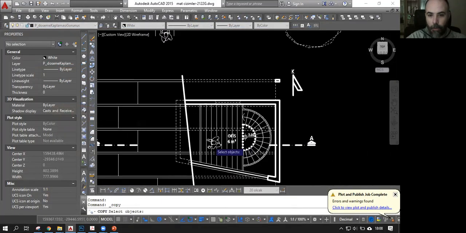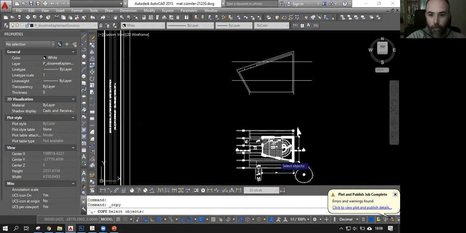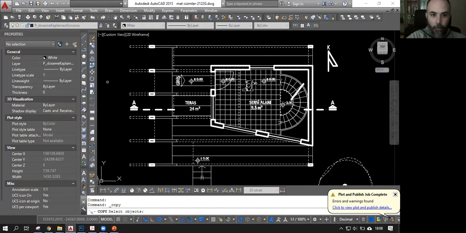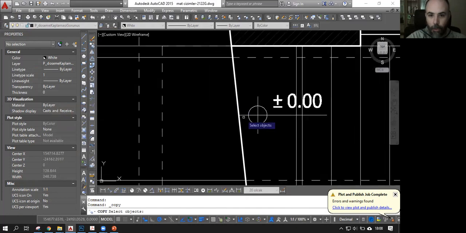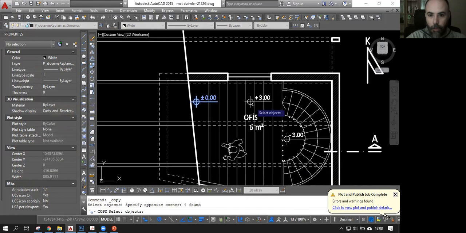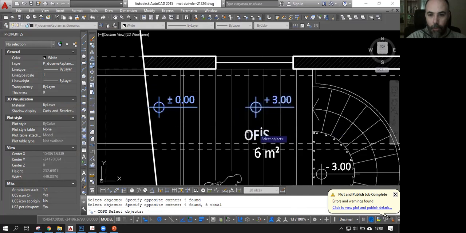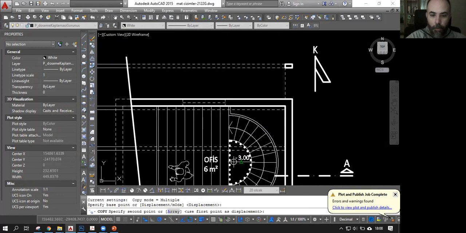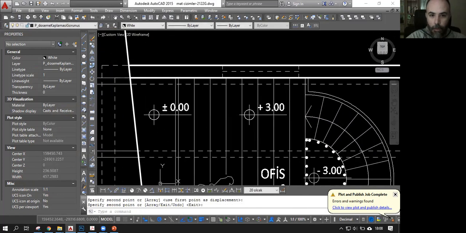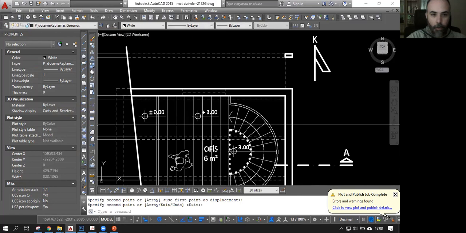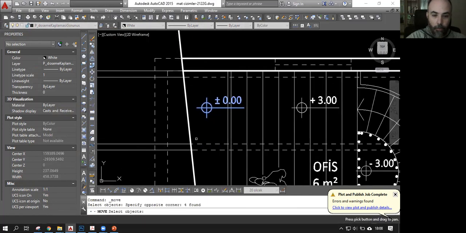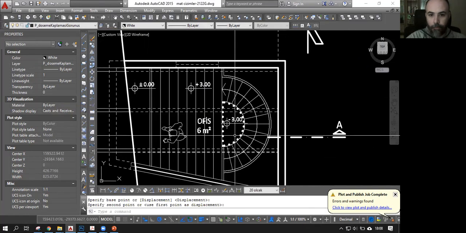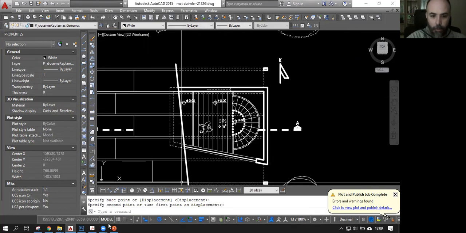And we need to put the levels. This is the -3. I'm going to put the 0, 0 level, and I'm going to show the 0, 0 level. And it's here. And here we will have a +3 level. That's where the last step is. That's the 0, 0 level. It indicates the ground floor area. So it will be like this. So we have all the levels here.